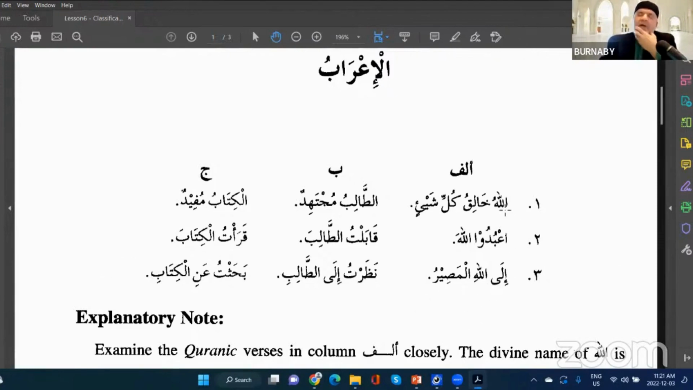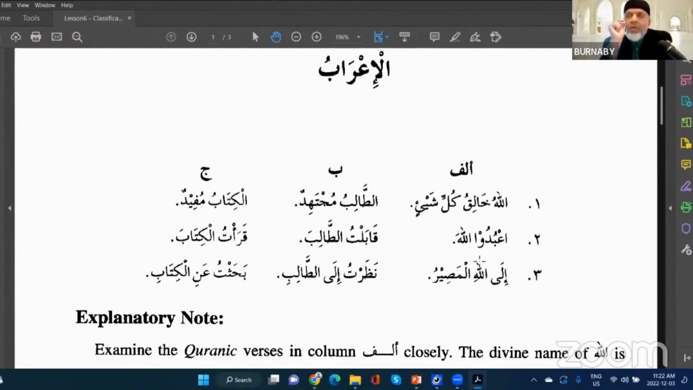Now look at Allah. Is Allah a noun? Is Allah Wahid? Is Allah has the Al in it? Do you see a Dhamma on the last letter? So what is the status of Allah? Subject. No, don't say subject, say Rafa. Okay, look at Khaliku.